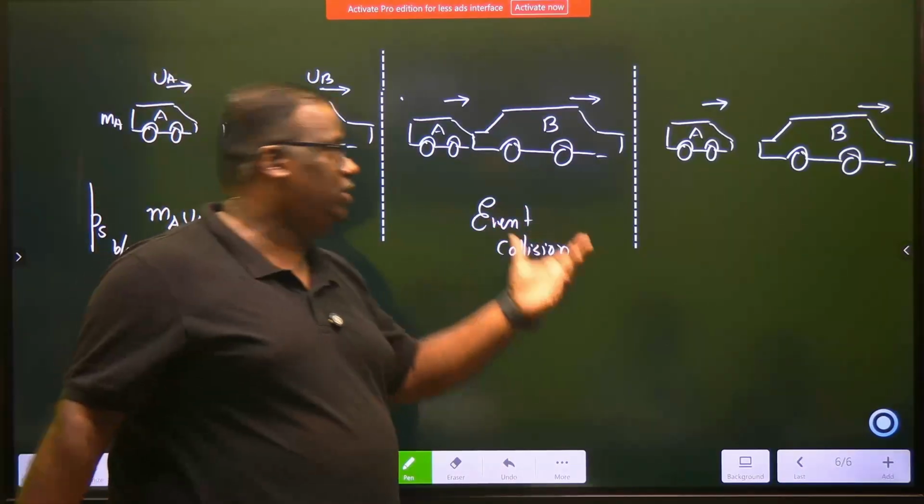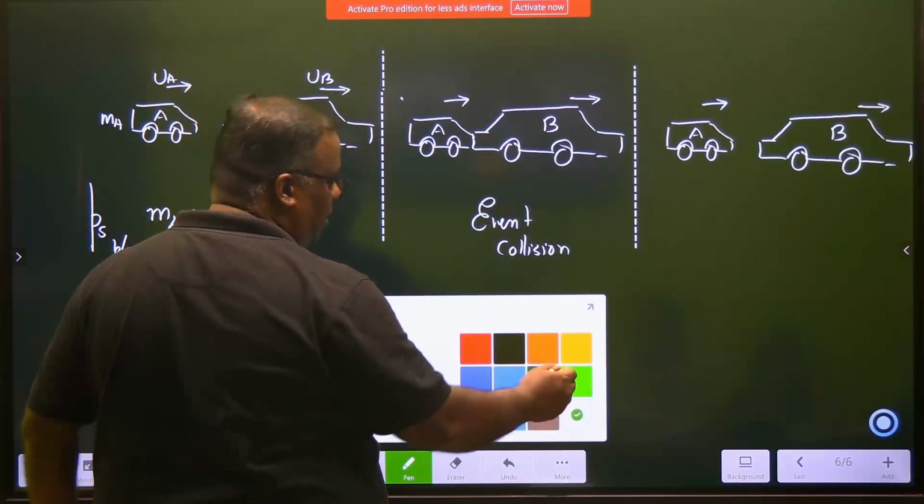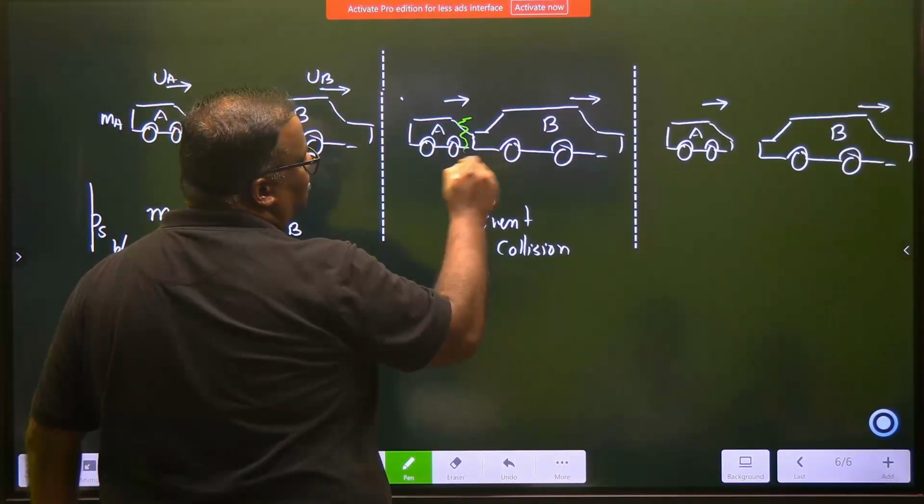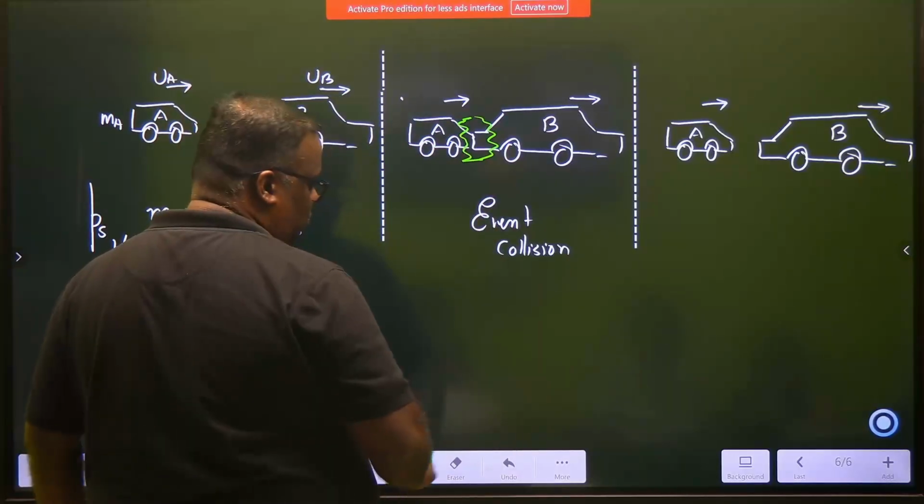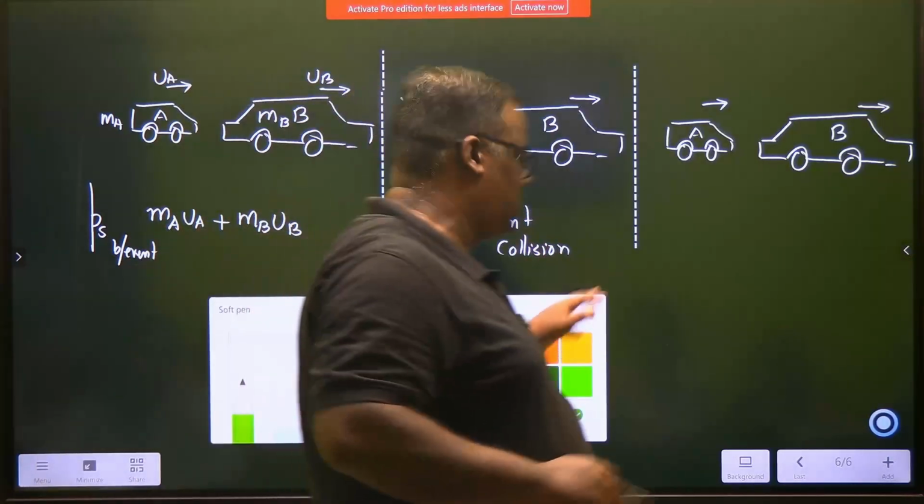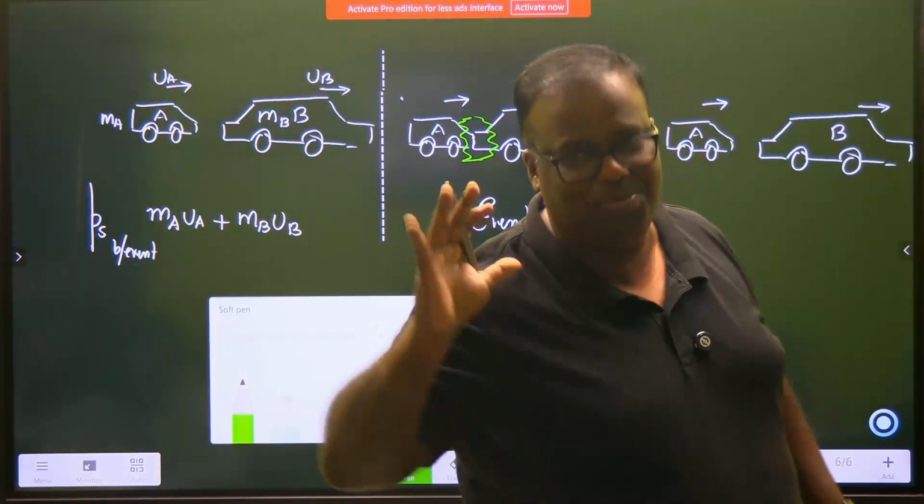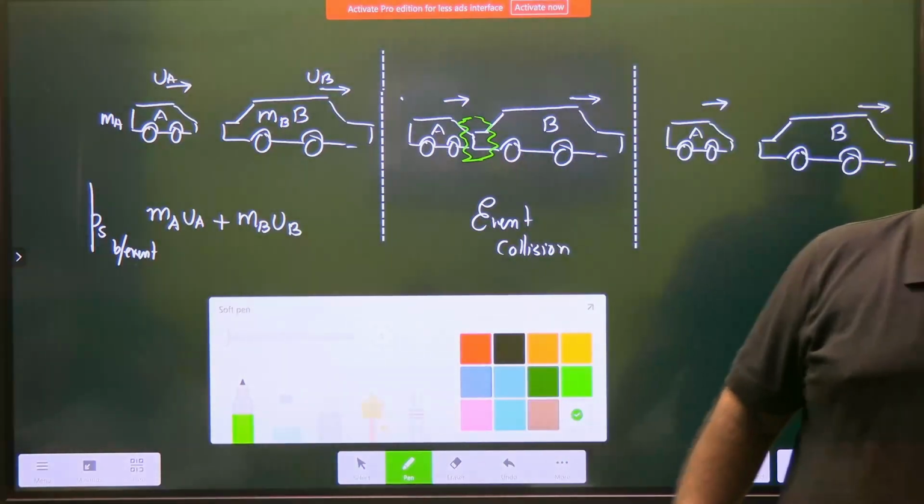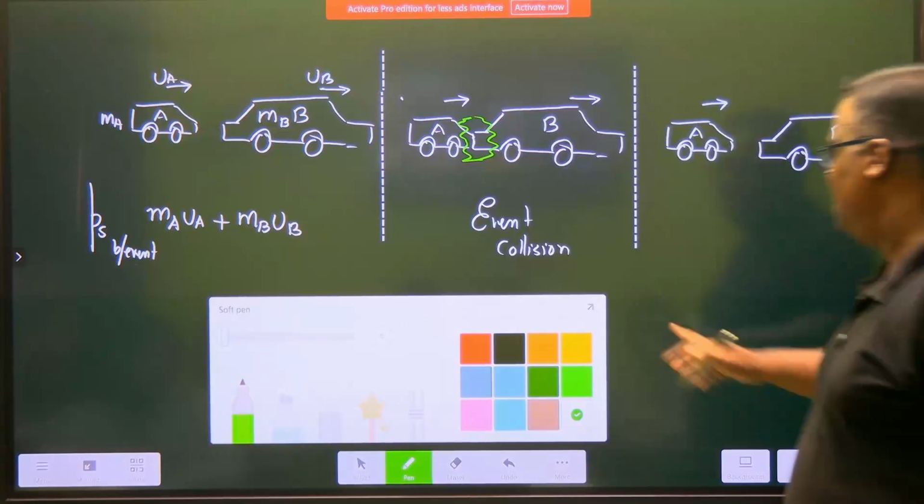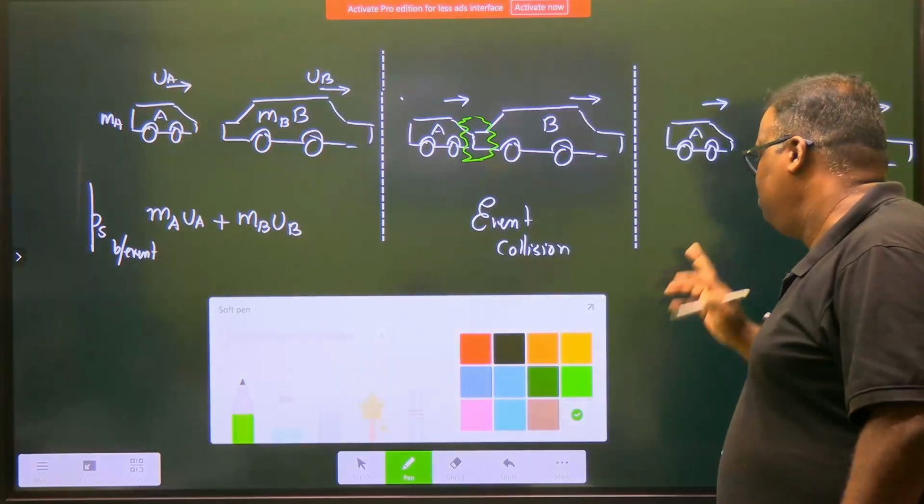Then there is a collision. Such problems assume that there is no loss of mass. No lamps broke, no bumpers fell down, no tires busted. But usually something will happen. There's no loss of mass. So finally we come to this scenario.